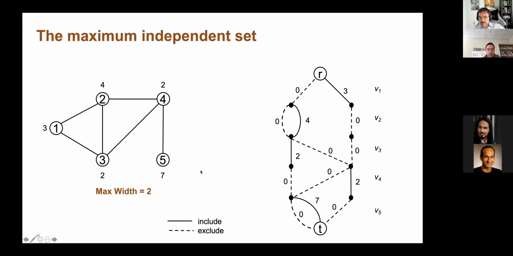Good. Any other questions before we go on? This is the basics of relaxing. This is at least the basis of one of the methods of producing a relaxed decision diagram, which we call just top-down compilation of relaxed decision diagrams.